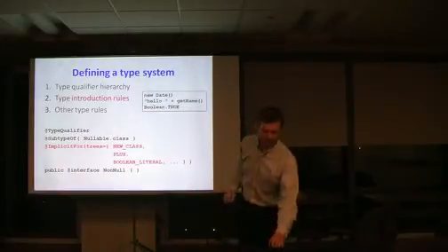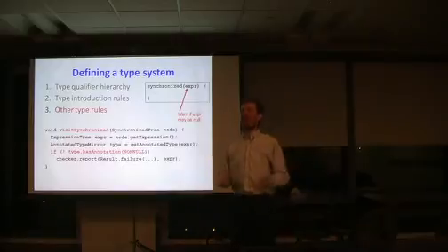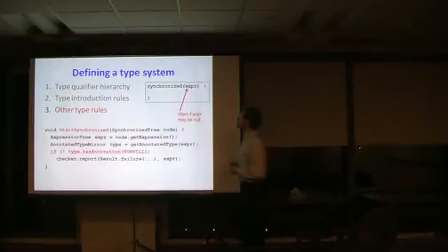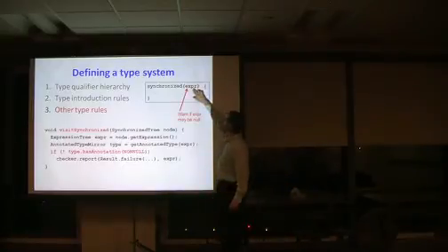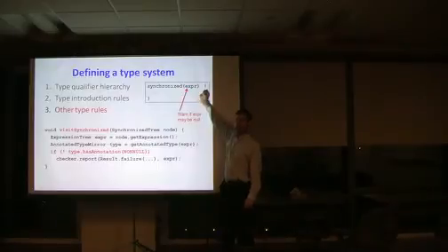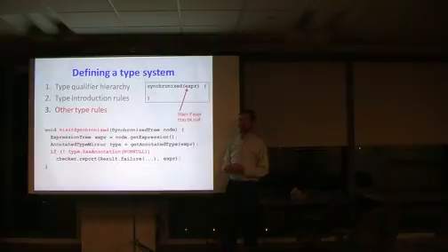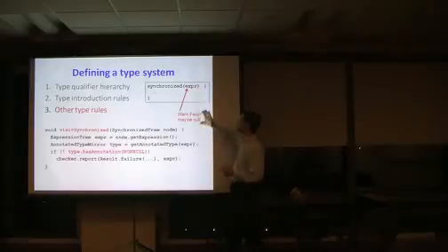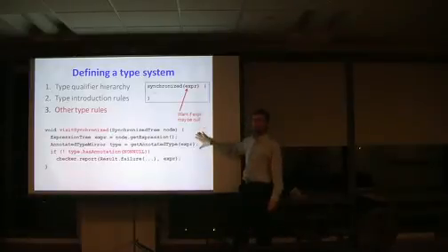Then the third part is the other type rules. And this is where the real action happens. So for instance, we would like to warn if the expression in a synchronized block could possibly be null. Because if it is, you get a null pointer exception. There's actually a bunch of places like this where you might get a null pointer exception that people often don't think about. Another reason to use a checker. So we want to warn if that might be null. And here's how you do it.